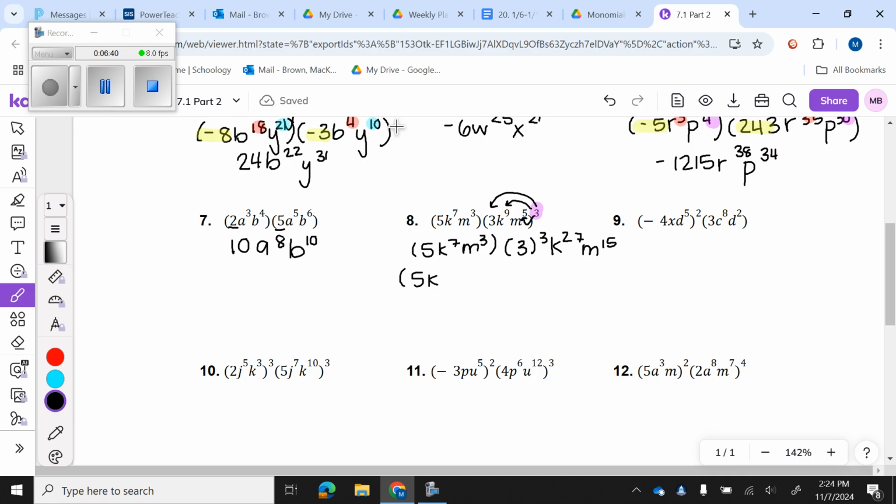We do need to come simplify 3 to the third. Our first term is going to stay the same. Nothing's changing. And 3 to the third is 27, so 27k to the 27th, m to the 15th. All right, I'm not done.